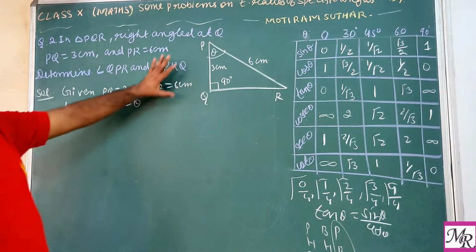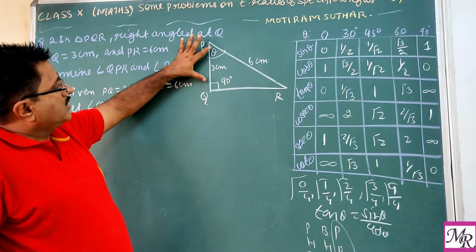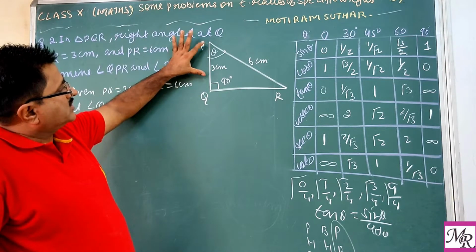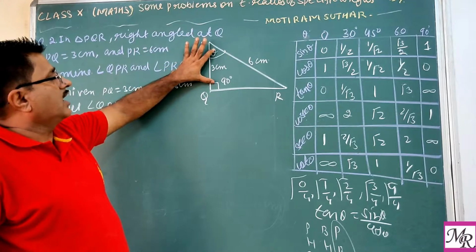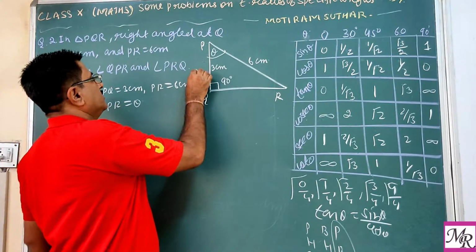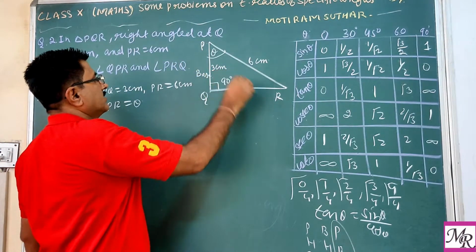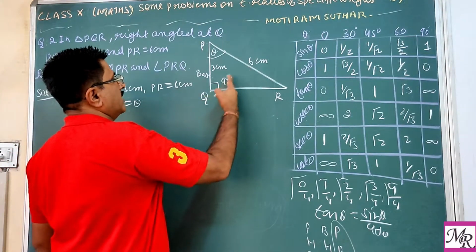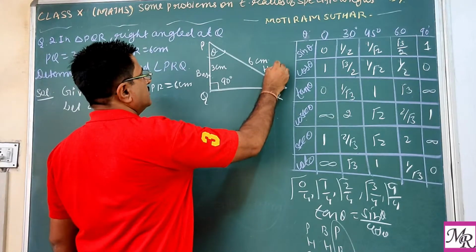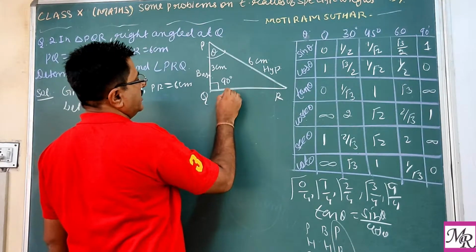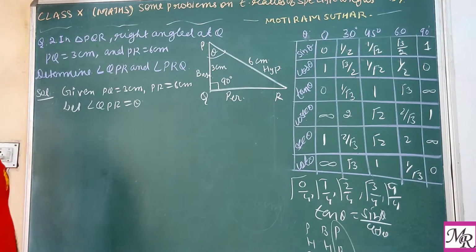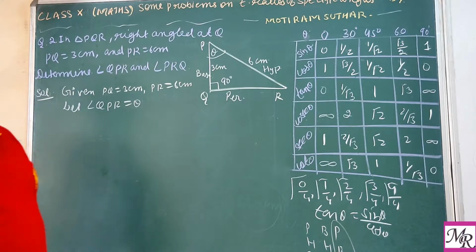So see, we are given the angle 90 at Q, and P we are considering. The side containing the 90 degree and the angle is called the base, so this is the base of the triangle. And the side opposite to the 90 degree is the hypotenuse, and the remaining side is the perpendicular. So we give the names of the three sides. Clear?